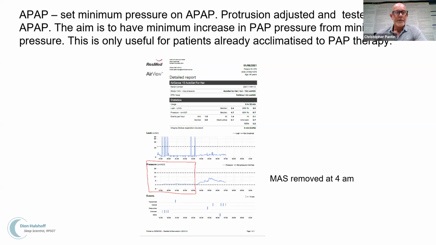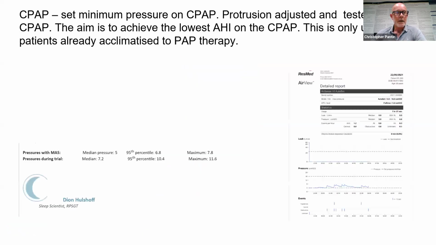So I've written up there, we set the minimum pressure on the APAP, the protrusion is adjusted and tested on the APAP and reported to the lab via the cloud. The aim is to have minimum increase in PAP pressure from the minimum set pressure, and this is only useful for patients already acclimatized to PAP therapy. There's no point getting someone to hire a CPAP machine to titrate their splint, because of course they have to go through all the acclimatization of the PAP machine.